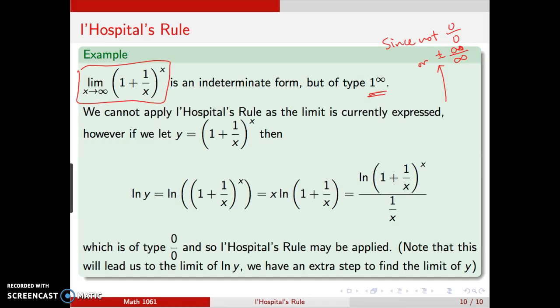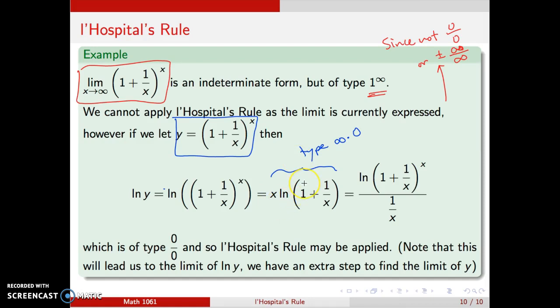But the trick here is we're going to let that expression in our limit, we're going to call that y, and apply the logarithm to both sides. So I've got natural log of y equals natural log of this whole big mess. That x comes down in front, and I've got x times natural log of 1 plus 1 over x. Now this would be type infinity times 0, so that's not a number. We don't know what that is. But it's also not one where we could use L'Hopital's rule.